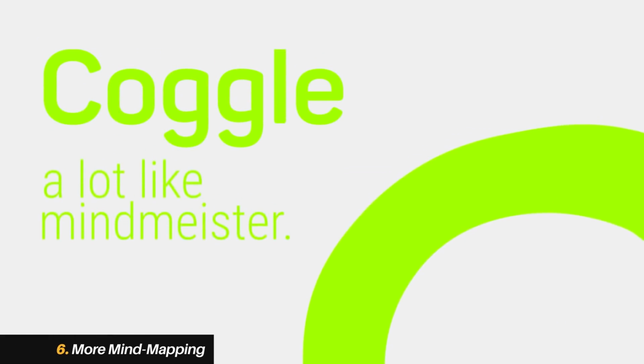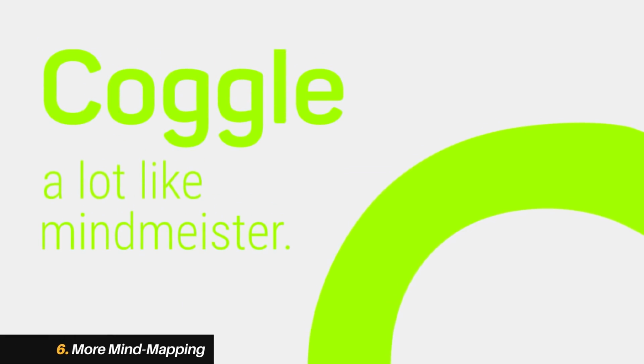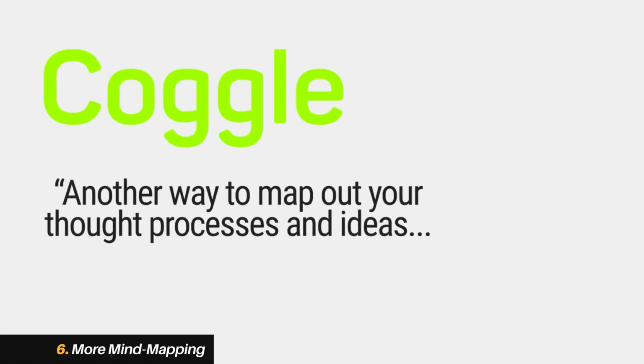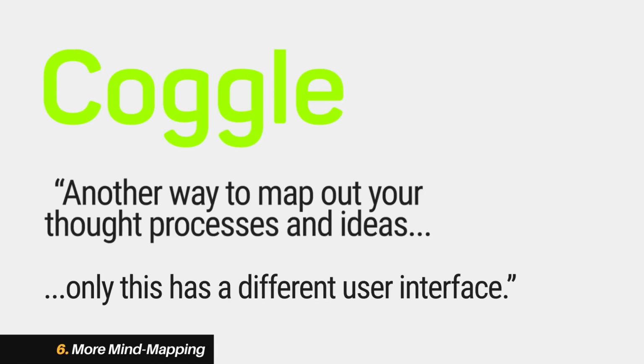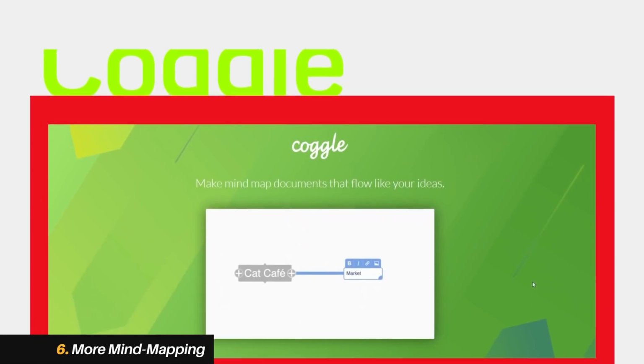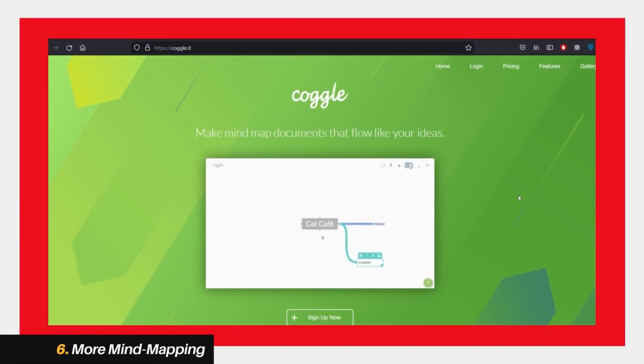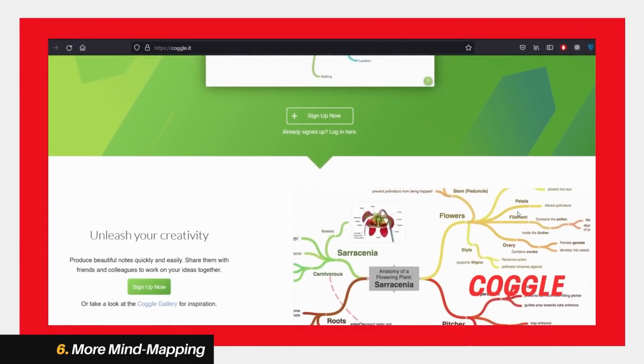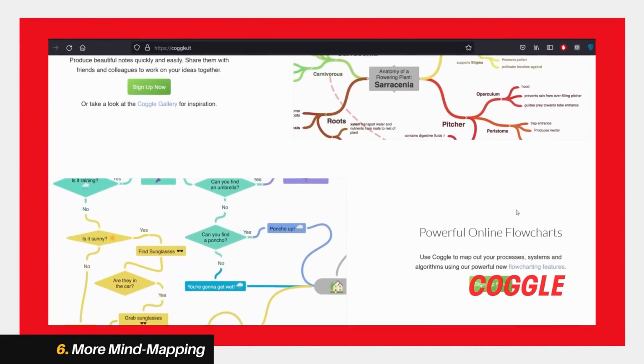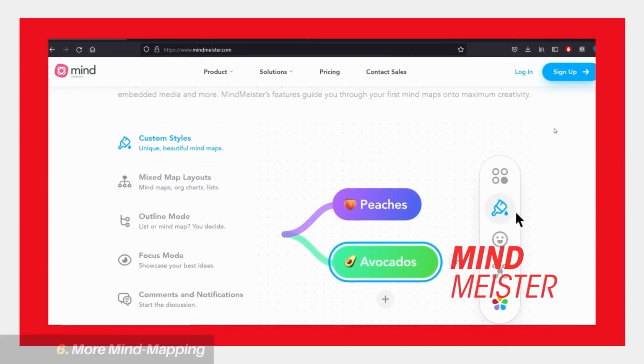This is a lot like MindMeister that we saw at the start of the video. It's another way to map out your thought processes and your ideas when working on a project, only this has a different user interface. Coggle does seem more simplified than MindMeister, and I have added Coggle into today's video just in case some of you prefer the look of this compared to MindMeister.